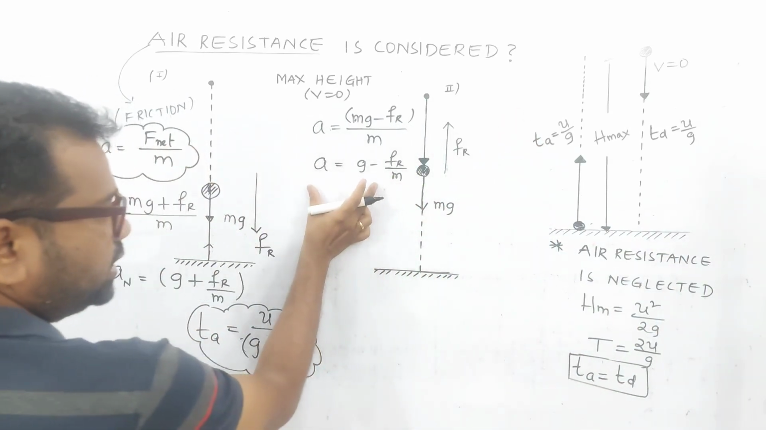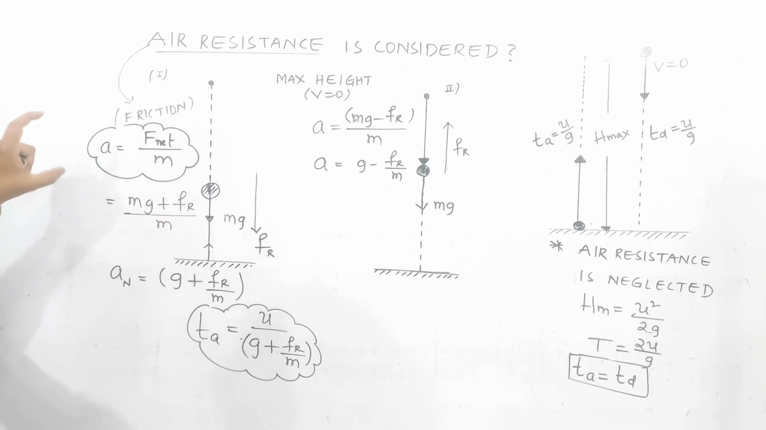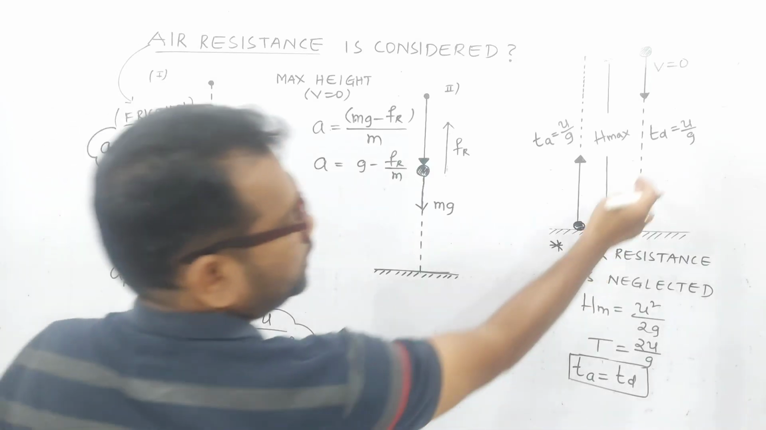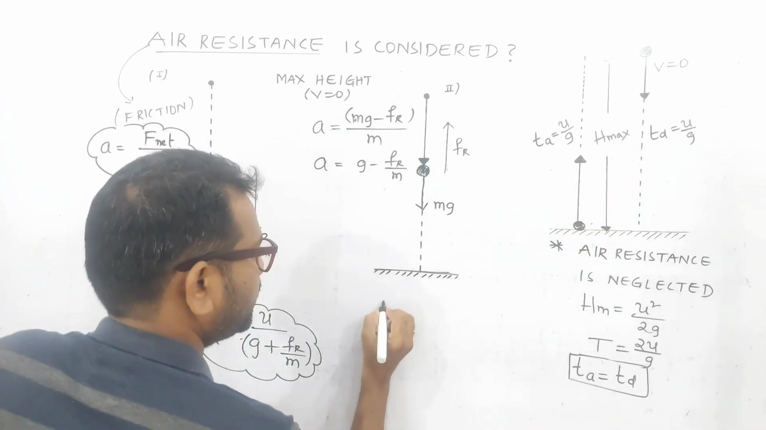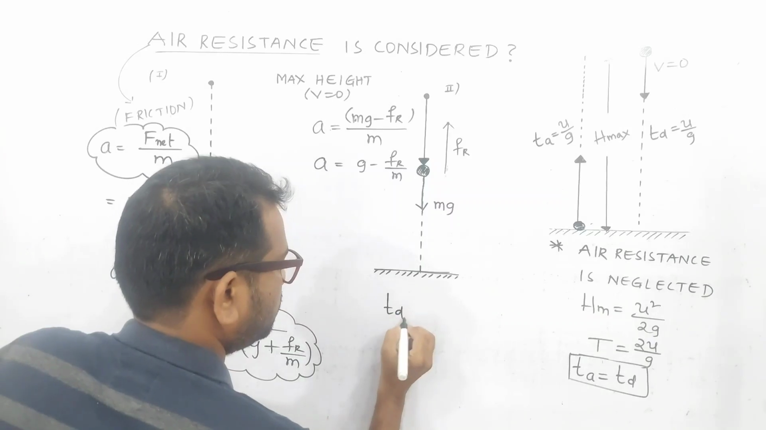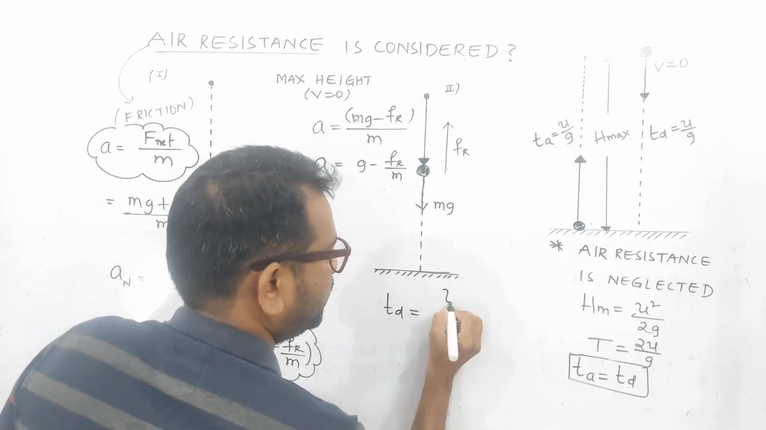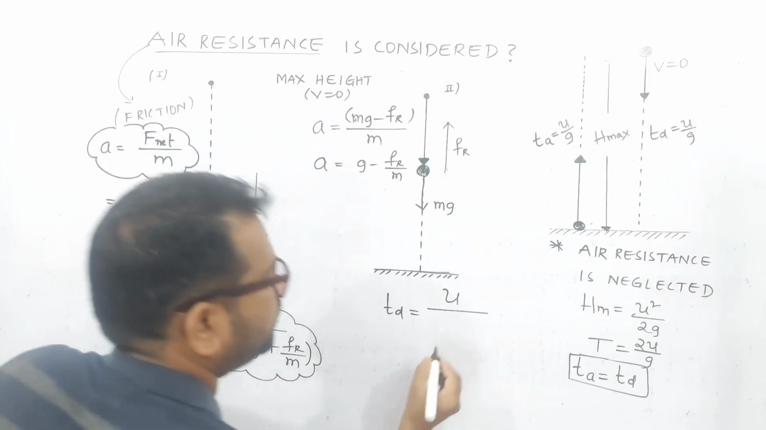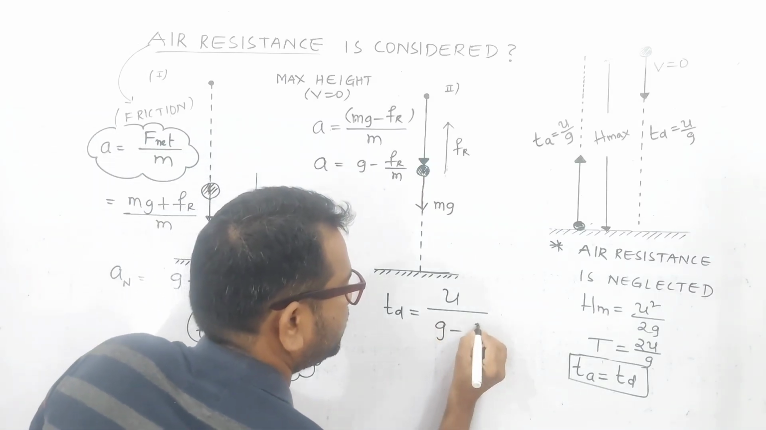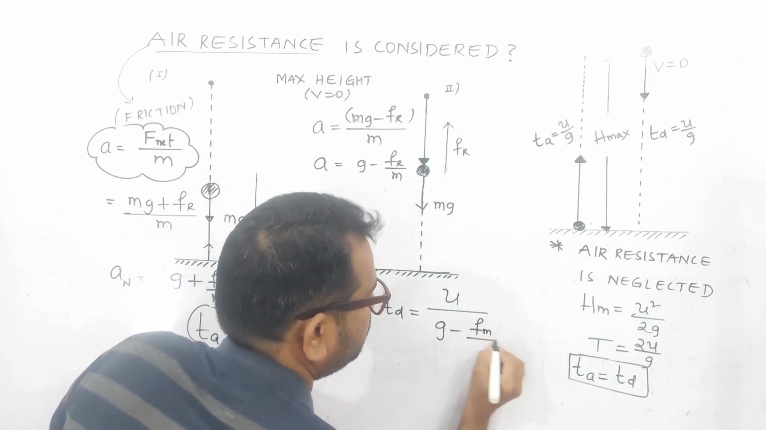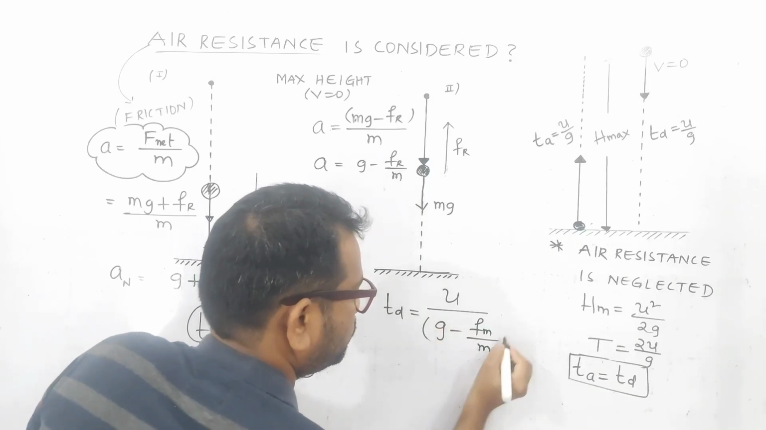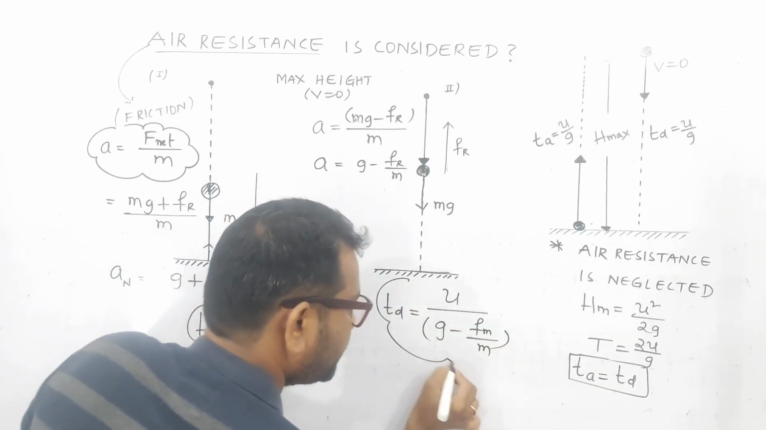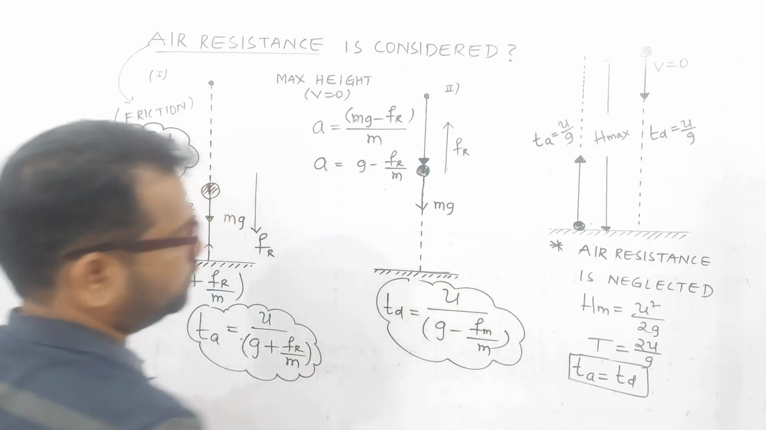So now this is the acceleration, right? Now let us write the time of descent. Time of descent is equal to initial velocity divided by the net acceleration. The net acceleration we got is g minus the frictional force by mass. So this is how we can calculate the time of descent.